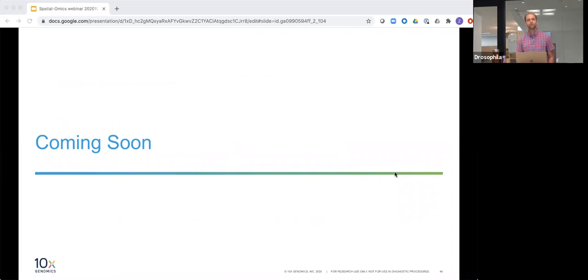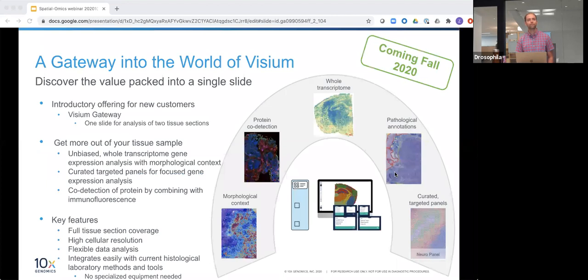For the last part of my talk, I want to focus on things that we're really excited about. These are the things that are coming soon. Things that we're working on internally that we hope to release shortly.